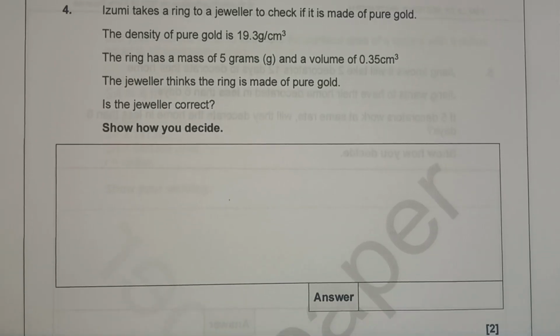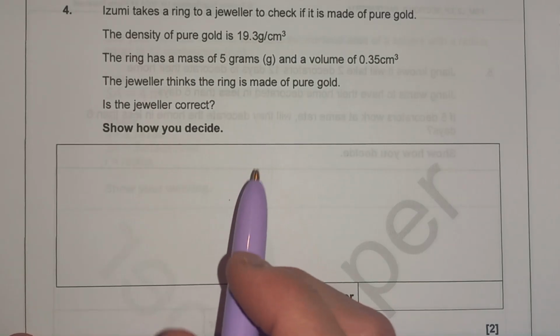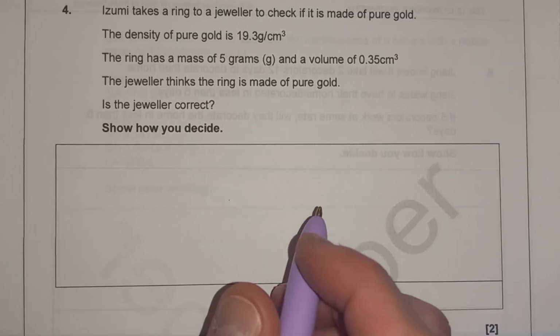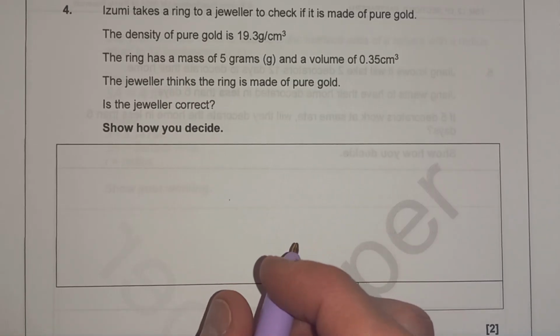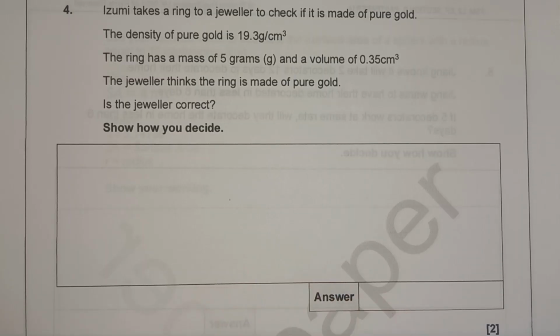Question 4. Izumi takes a ring to a jeweller to check if it is made of pure gold. The density of pure gold is 19.3 grams per centimetre cubed. The ring has a mass of 5 grams and a volume of 0.35 centimetres cubed. The jeweller thinks the ring is made of pure gold. Is the jeweller correct? Show how you decide.